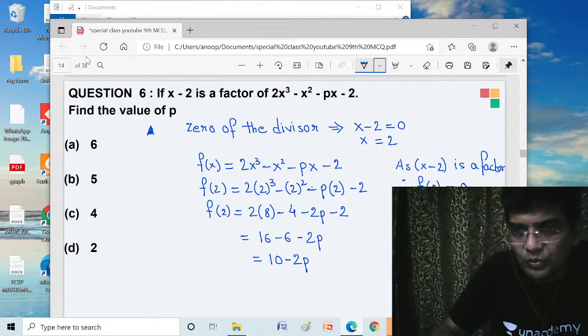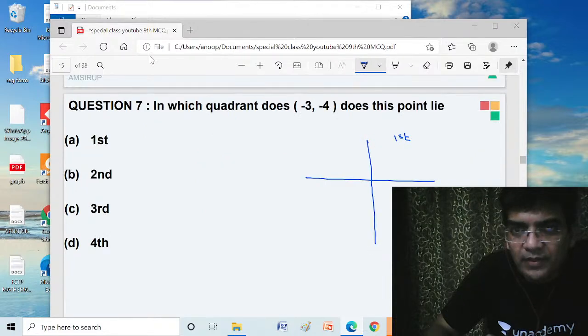Now see the next question. In the next question, they have asked in which quadrant the point (-3, -4) lies. If I show you, the quadrants are like this: first quadrant, second, third, fourth. This is called the first quadrant, you must be knowing. This is called the second quadrant, this is called the third quadrant, and this one is called the fourth quadrant.